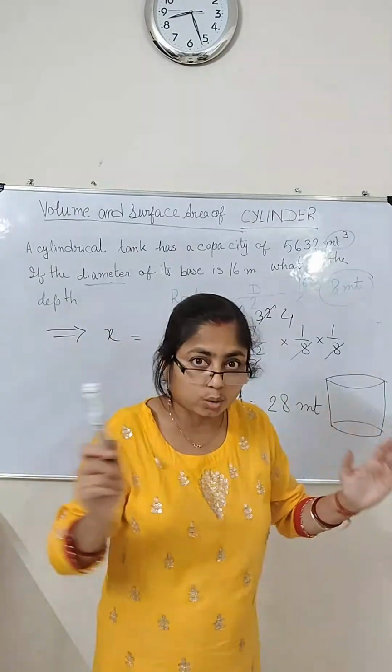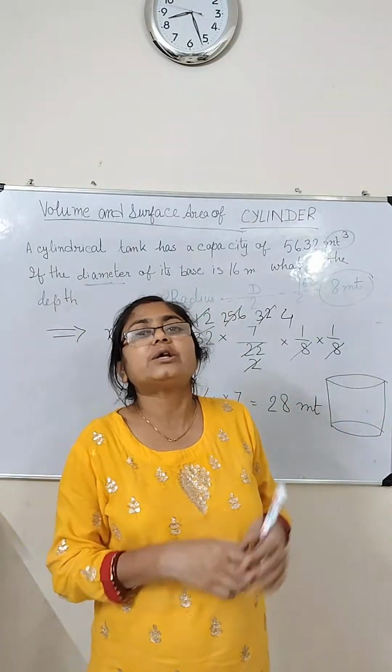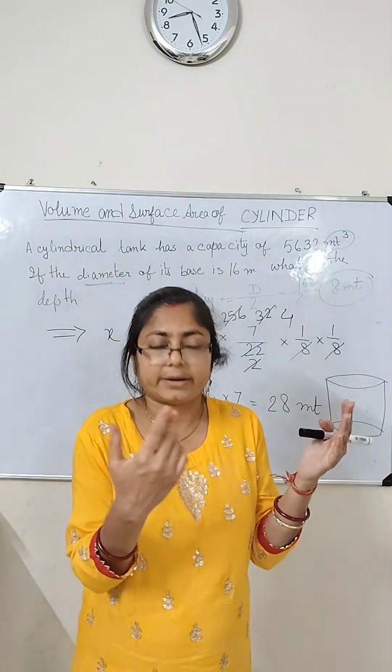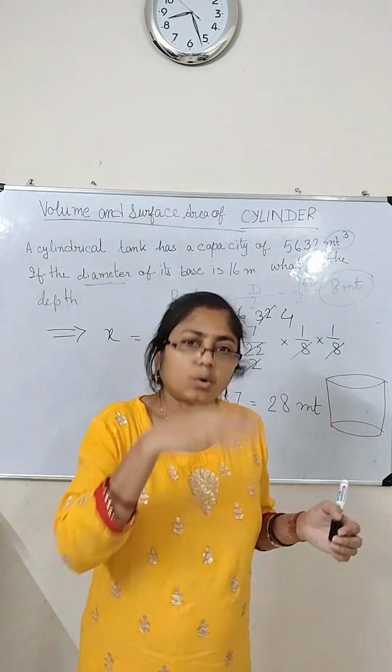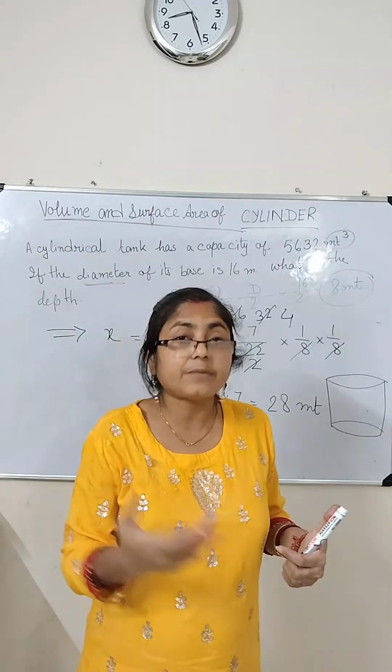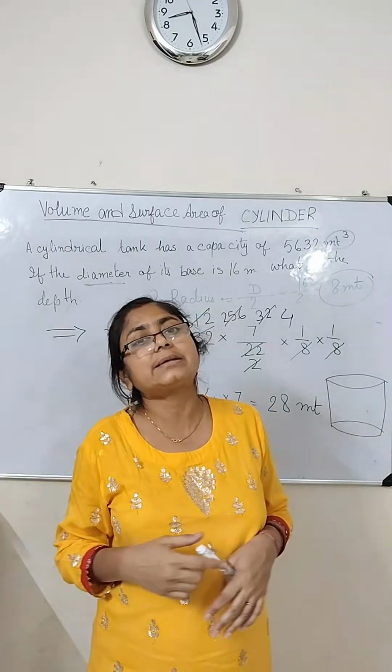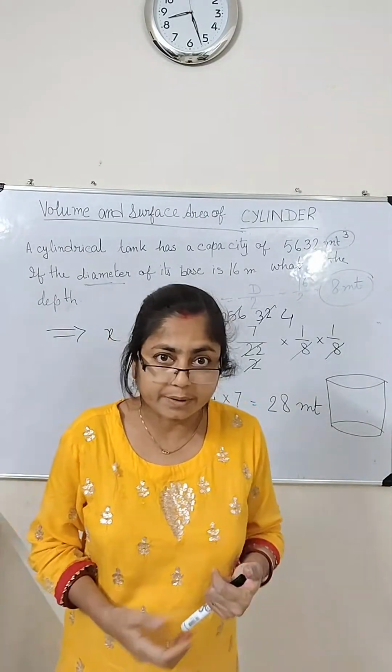According to the questions, you think about this one. If it is only the outside area, you can do this one. Only this one means curved area. If it is covered by anything, in that case total surface area should be applied.